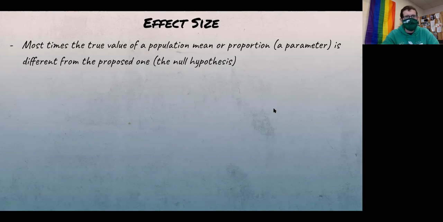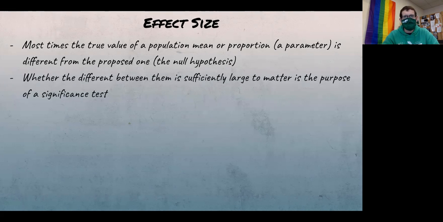Most times the true value of a population is different from the proposed one to some degree, right? If you're saying, I think the true proportion of people in this school who favor X is 30%, and it's 31%, it's off, but you're pretty close, right? Not a big deal. So most of the time it's going to be different.